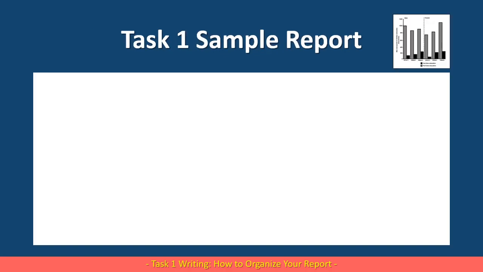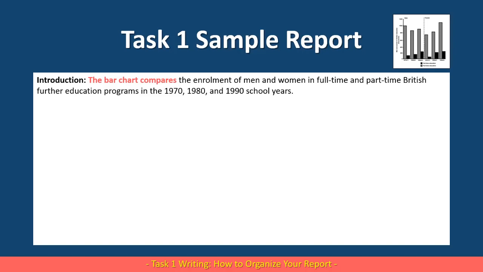All right? Next, let's take a look at a sample report for task 1. This is a pretty good report. Not perfect, but pretty good. In the introduction, the bar chart compares the enrollment of men and women in full-time and part-time British further education programs in the 1970, 1980, and 1990 school years. Okay, so the introduction is telling us, what is this report about? What is this writing about? In this case, it's a bar chart, and we're comparing enrollment in education programs.